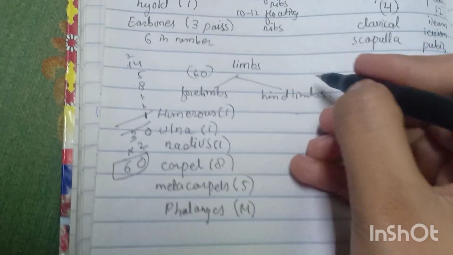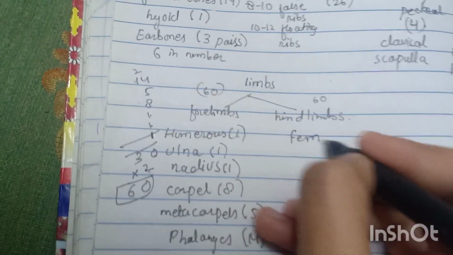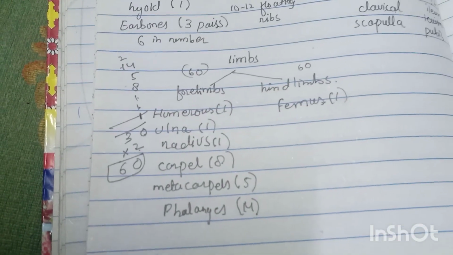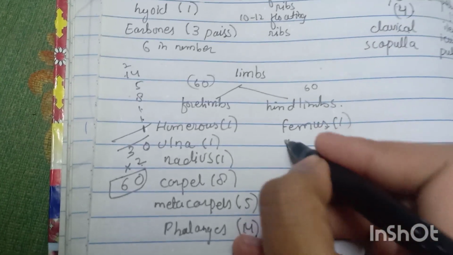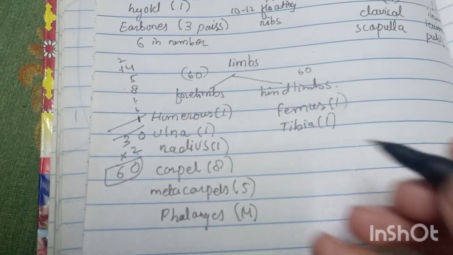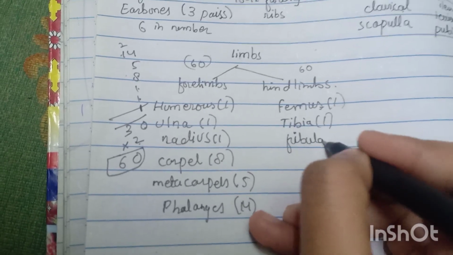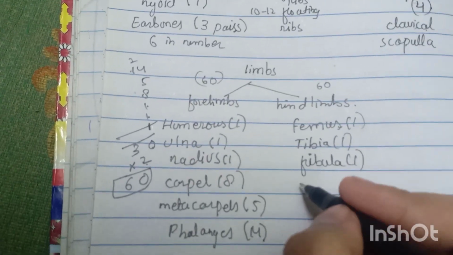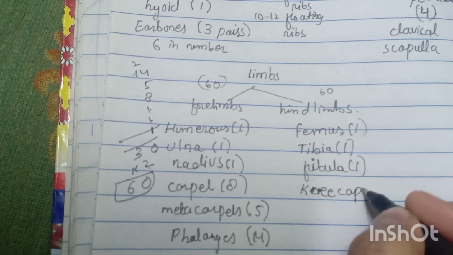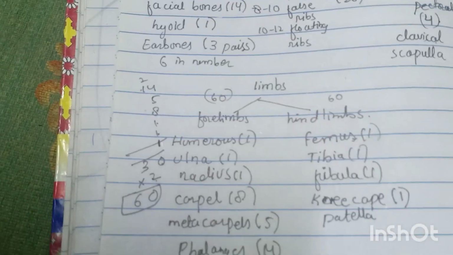Now talking about hind limbs, they are also 60 in number. How? I'll tell you. The biggest bone of our body is known as the femur, and here also I'm talking about one limb, right? Femur is 1 in number. Tibia is 1 in number in one leg. Fibula, that is also 1 in number. There is a kneecap, or you can say patella. This is 1 in number.